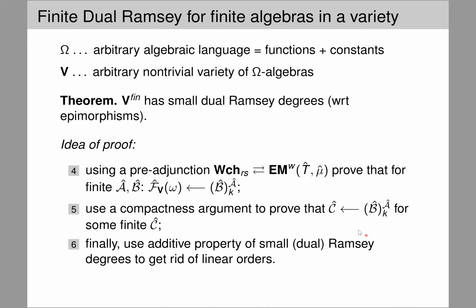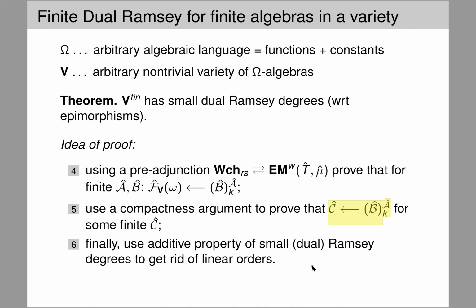Then, using a pre-adjunction, a technicality, we prove that for every finite ordered A and B, this infinite object, the ordered free algebra over omega generators, is dual Ramsey. Sorry, it's not necessarily countably infinite, it can be very infinite, because omega is an arbitrary language. So this infinite object is dual Ramsey for finite A and finite B. Then we use a compactness argument to go down from this infinite object to a finite C and get the dual Ramsey property for ordered structures. And then we perform some arithmetic with dual Ramsey degrees.